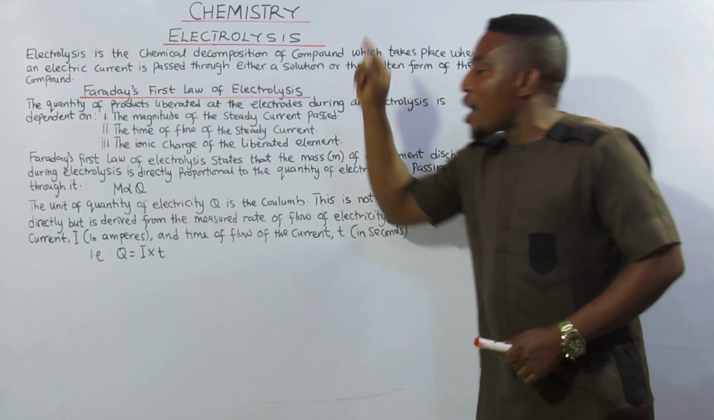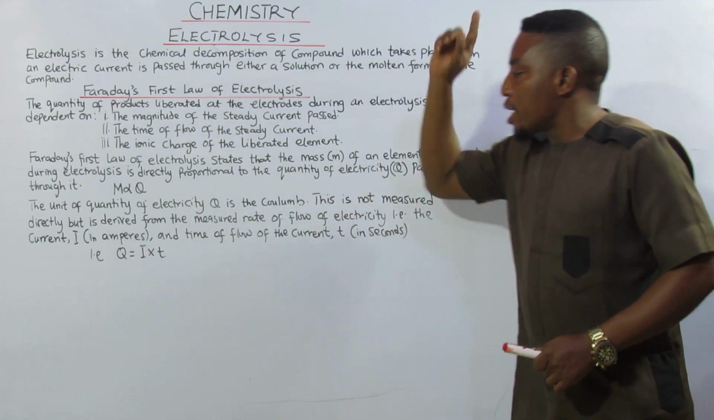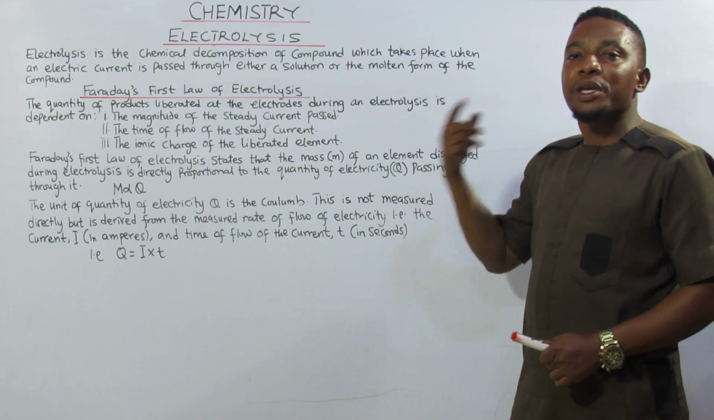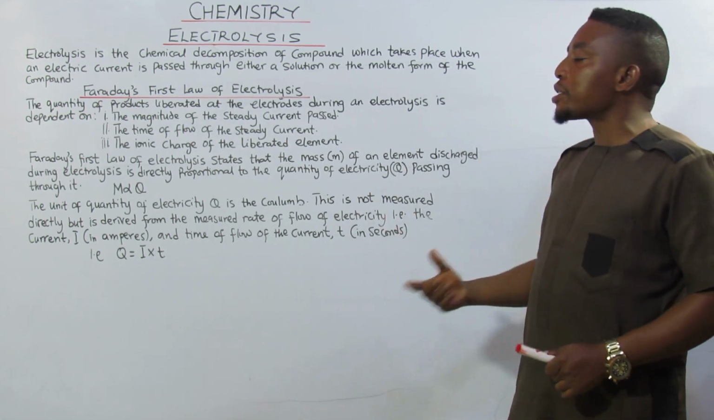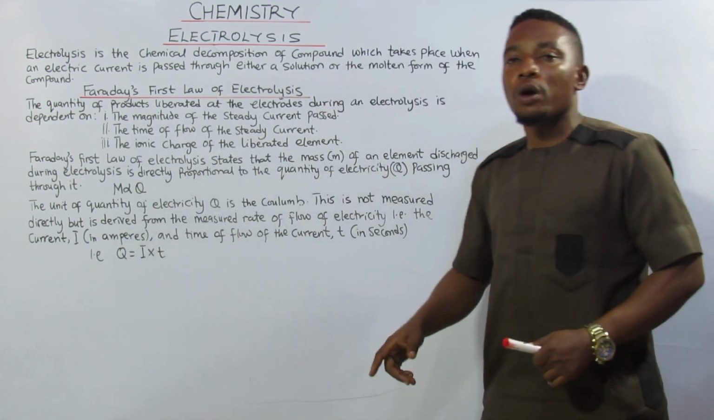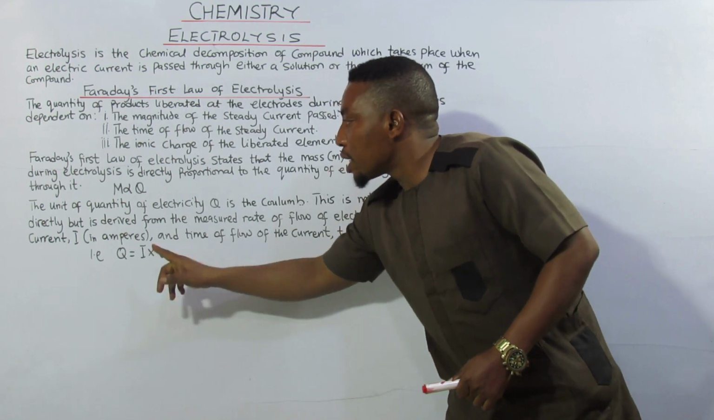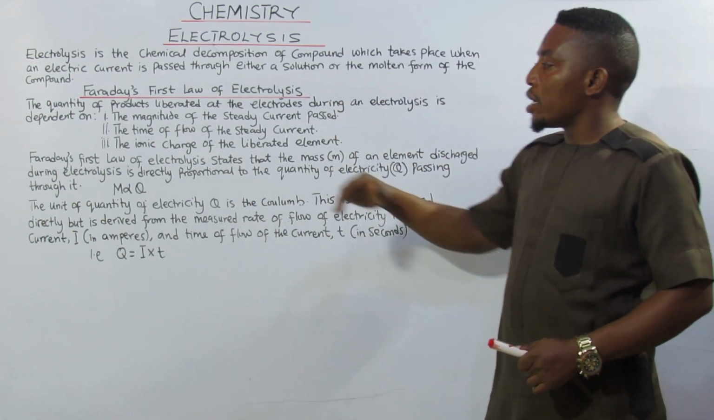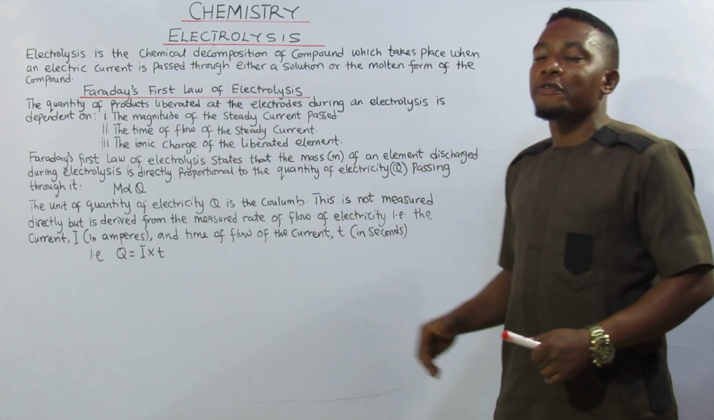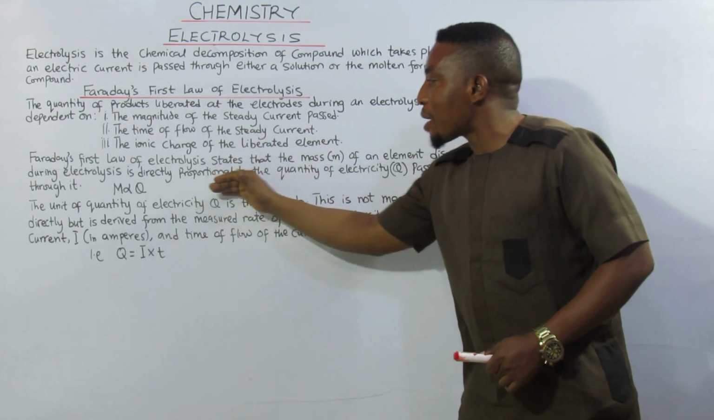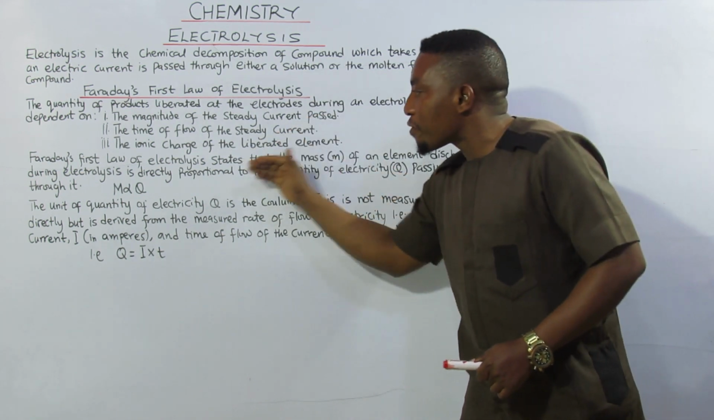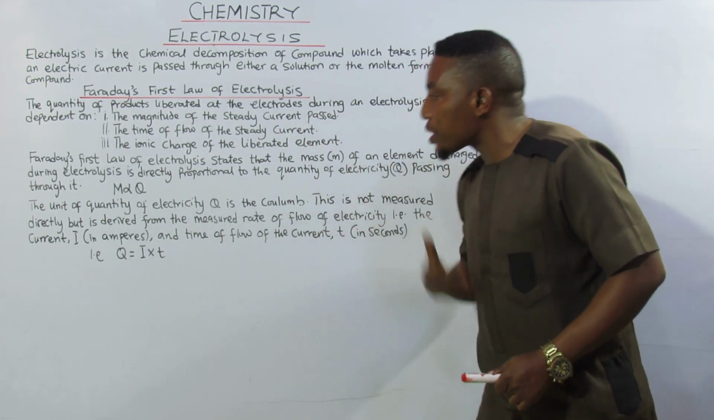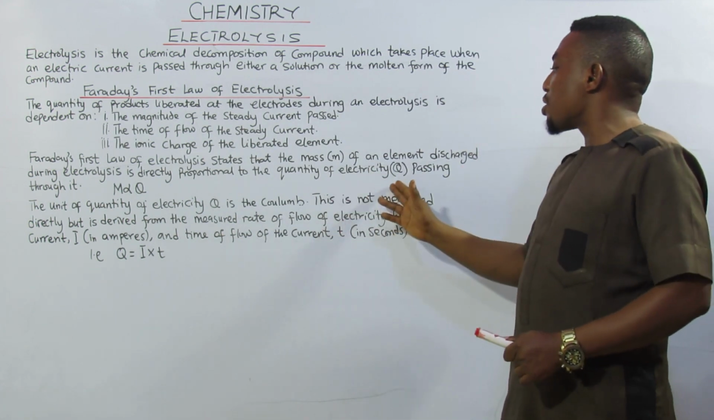So here we have current in amperes, and also the time of flow of current, which must be in seconds. So therefore he said that coulombs is equal to current times time. So the very first law of Faraday is telling us about the product of element in electrolysis: how it is directly proportional to the quantity of electricity.